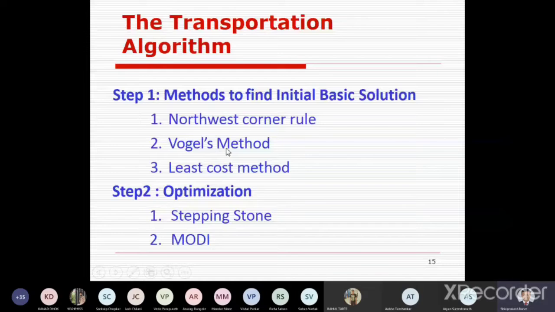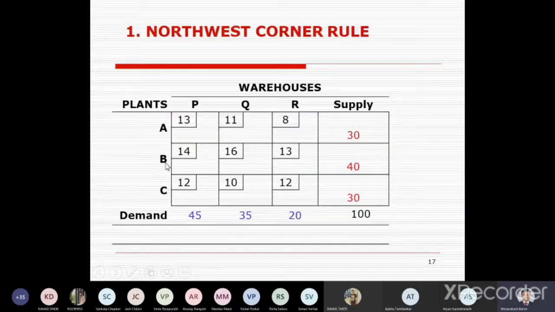We discussed the northwest corner rule, and we considered this example in the last lecture: there are 3 plants and 3 warehouses. Plant A capacity is 30, plant B capacity is 40, plant C capacity is 30, warehouse P capacity is 45, Q is 35, and R is 20. In this figure, cell AP is the northwest corner, and here we have to start the allocation.